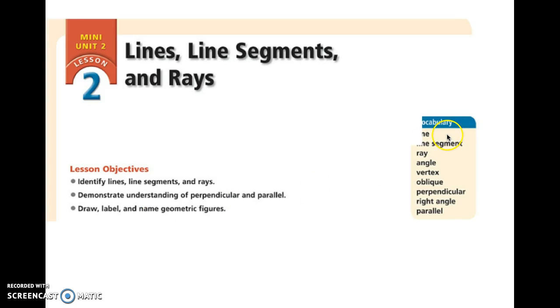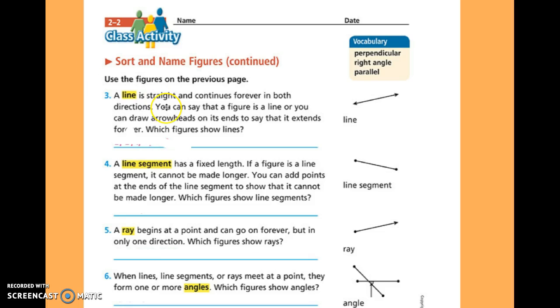The vocabulary we're going to be talking about is line, line segment, ray, angle, vertex, oblique, perpendicular, right angle, and parallel. So the first thing we're going to do is go through some of the terminology that we'll be talking about today. So the first one is line. A line is straight and continues forever in both directions.